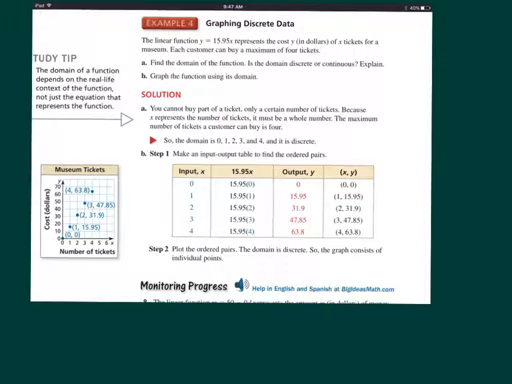So when it asks for what the domain is, you can say it's 0, 1, 2, 3, and 4, and it's discrete. When you find the range, I can list these exact numbers right here, 0, 15.95, 31.90, and so on. Those are the exact amount of money I will spend.